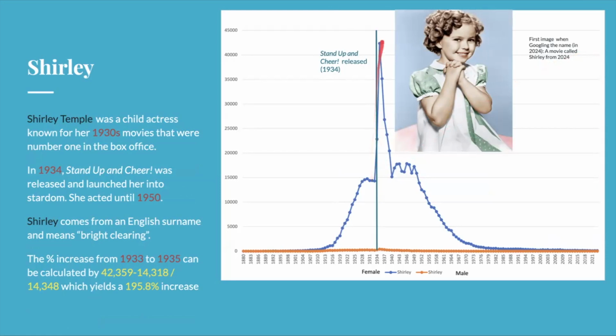And so the percent increase from 1933 to 1935 yields a 195.8% increase. Additionally, the name Shirley got so popular in this short amount of time that it actually became the number 2 name. Obviously, Mary was number 1. It's hard to beat Mary back in those days, but it did get insanely popular for like 1 year or like 2 years.